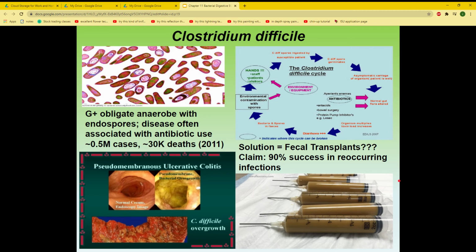But when antibiotics are taken and various kinds of things like bowel surgery, different drugs will allow the organism to multiply, and the toxic load increases, and then we end up with diarrhea, and bacteria spores begin to grow at pretty high levels and are found in the feces. And so then they get dumped in the environment, and it's possible to pick them back up. So we've got a couple of spots here in this cycle, places where the infection cycle can be broken.